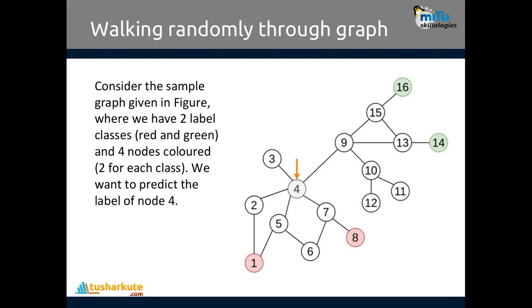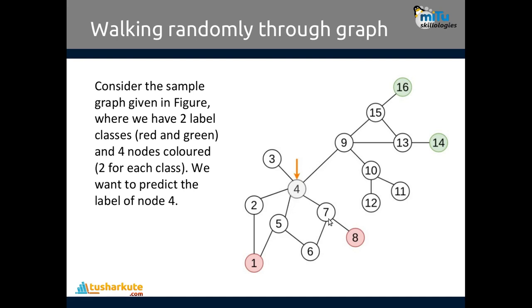So let's see how many paths are present. If you go from 4 to 16: 4, 9, 15, 16, and 4, 9, 13, 15, 16. These two paths are there from 4. If you want to go towards 14: 4, 9, 13, 14, then 4, 9, 15, 13, 14. So from 16 two paths are there, and to 14 two paths are present. No more possibilities are there. Overlapping must not happen.